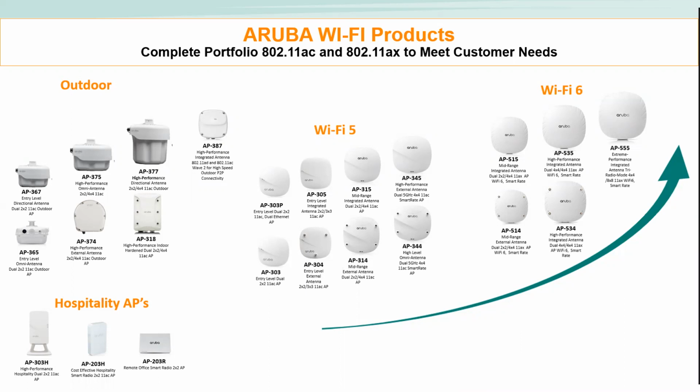Now, our 375 and 374 are going to be more of our high-performance outdoor. Those are going to be the ones that you want to use if you're in a situation outside where you have high density. They're both 4x4 on the 5 gigahertz, 2x2 on the 2.4 gigahertz, and for the 374, just keep in mind that that access point does not come with antennas. You'll need to add those separately. Now, the 377 is going to give you your beam coverage, much like the 367. It's 80 by 80 there.